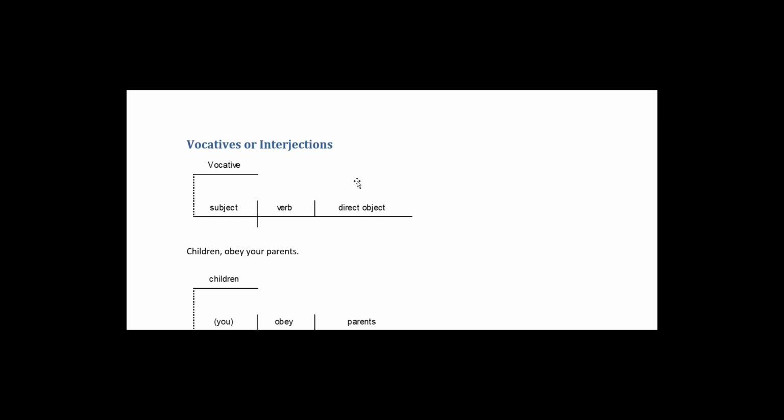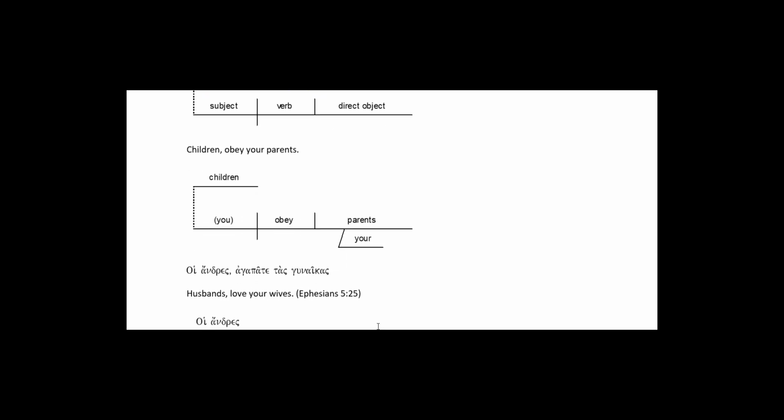What if you had a vocative or an interjection? The solid line goes on a little bitty dotted line right at the beginning of the main baseline. So, children, obey your parents. So you would put it right here. Children, understood you, obey your parents. So here, Ephesians 5:25. Husbands, love your wives. Love the wives.